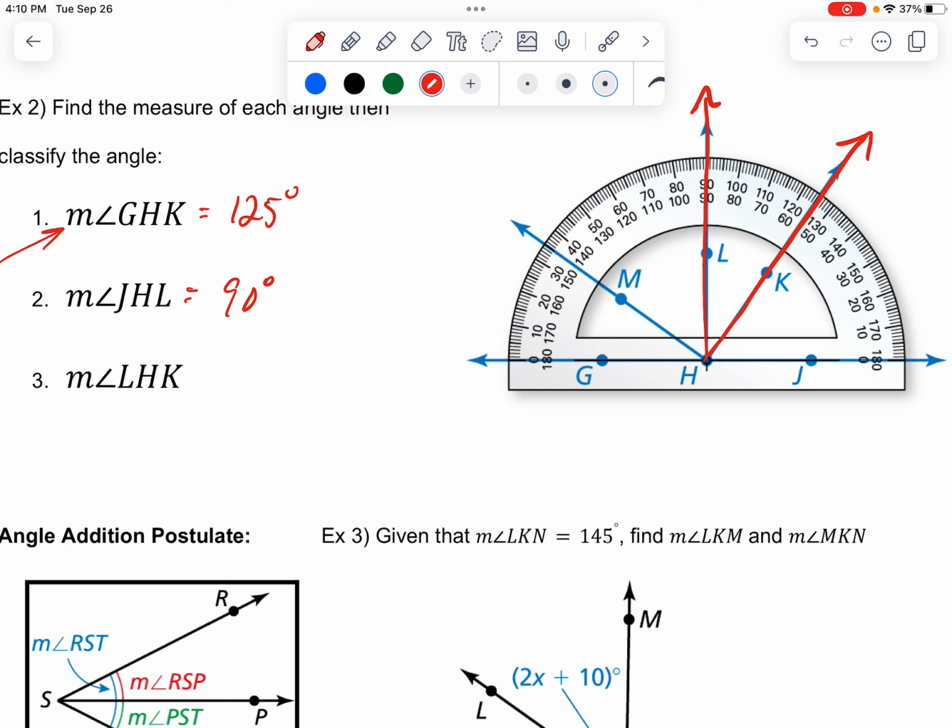I can use the upper set of numbers and do 120 minus 90, sorry, 125, my mistake. 125 minus 90 is 35 degrees. Or the smaller numbers, so 55, let's do the larger minus smaller, 90 minus 55 is also 35 degrees. So even if you're not lined up properly, if you're given a diagram like this, just find the difference between those two numbers and you're good.